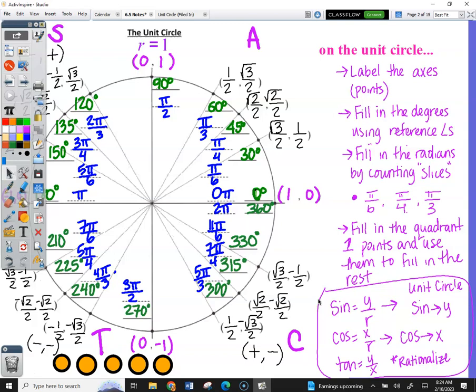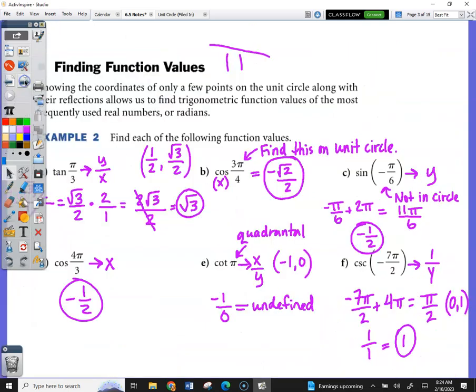Since we're dealing with the unit circle where the radius is 1, if we are evaluating the sine of something, now we just have to get the y coordinate. If we're evaluating the cosine of something, we just need the x coordinate. And if we're evaluating the tangent of something, we need to divide y by x and then remember to rationalize. So that's what we practiced here.